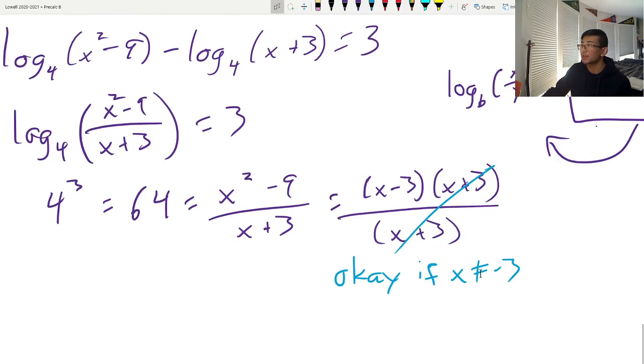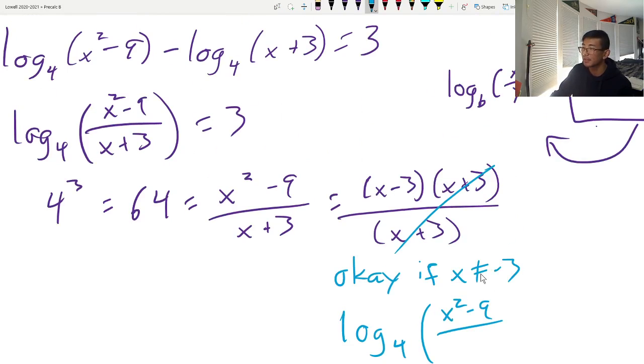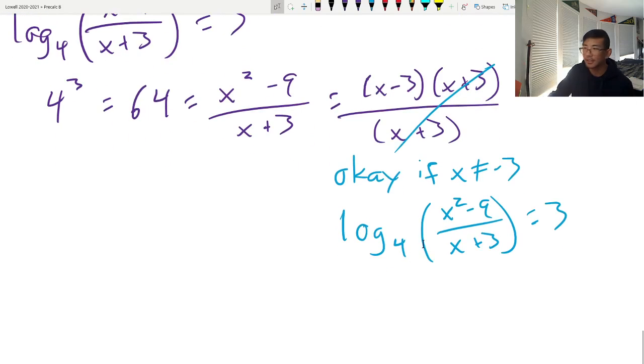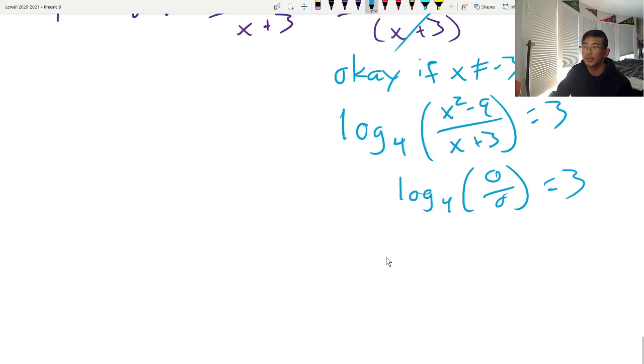So our original equation, remember, is this. Log base 4, and I'm going to use the combined equation just because it's a little faster, which is totally fine, of x squared minus 9 over x plus 3 is equal to 3. If we plug in negative 3, you'll see that inside here we're going to get 0 over 0, which is indeterminate. And so we already know that in the original equation, x equals negative 3 is not in the domain of the equation at all. So we don't actually need to worry about it because it can never be that in the first place. So we're okay to keep going here.